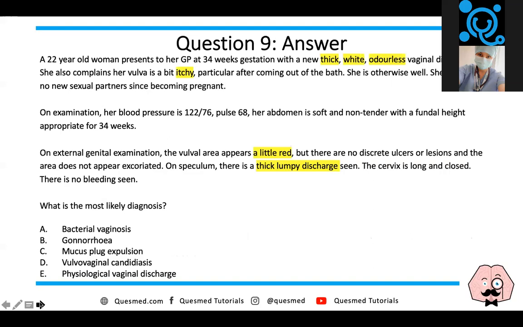So I think this sounds like Candida, with the itch, the thick discharge, and the fact her vulva looks red and irritated. And thrush infections are often worse after coming out of the bath, particularly if the woman is using soap or hot water to try and clean the vulva. And I don't think it sounds like a normal discharge. A normal discharge doesn't tend to be thick and doesn't tend to cause an itch. So the correct answer here is vulvovaginal candidiasis.